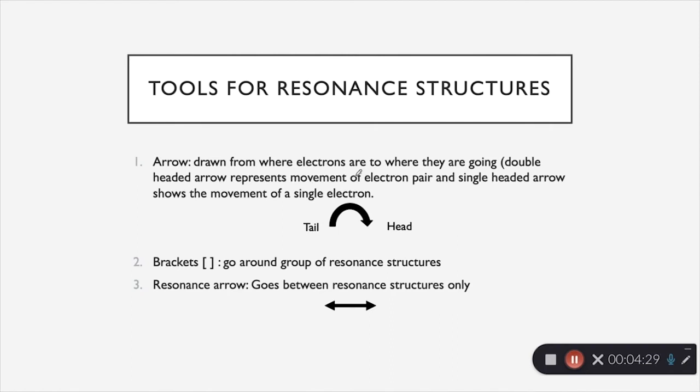So, some tools for resonance structures. You have an arrow, and that is going to show where the electrons are going to. So they're going to go from the electrons that are moving to where they're going. And then we're going to have the brackets around the resonance structures. And then we're going to have a resonance arrow that goes between the resonance structures.